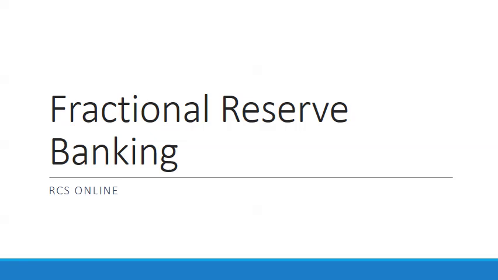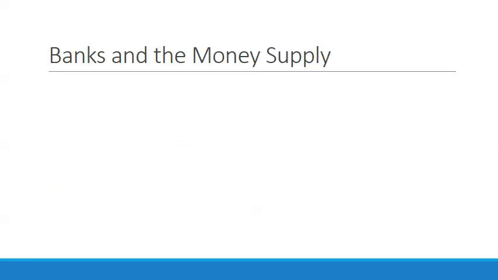So in this lesson, we're going to look at fractional reserve banking. It's how our banking system within the United States works, based on the Federal Reserve, of course, controlling the system and how all of this lays out. So let's begin with the banks and the money supply.